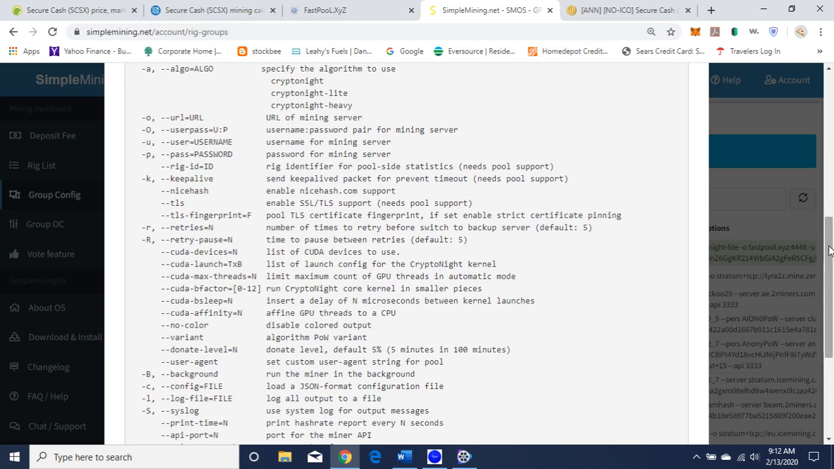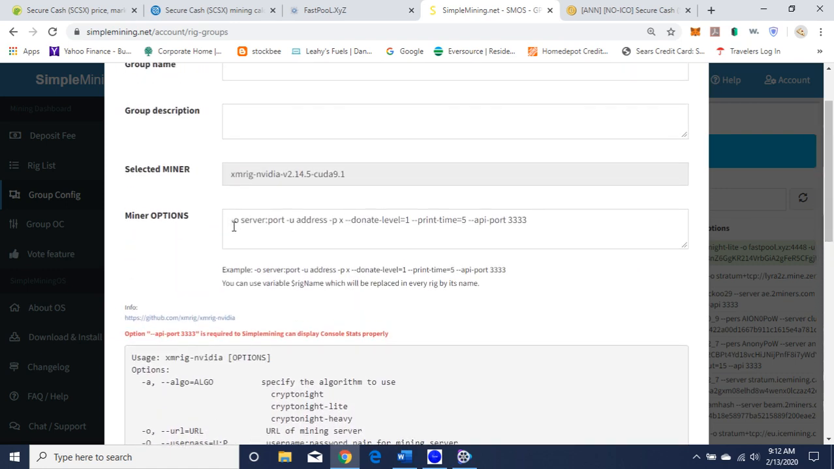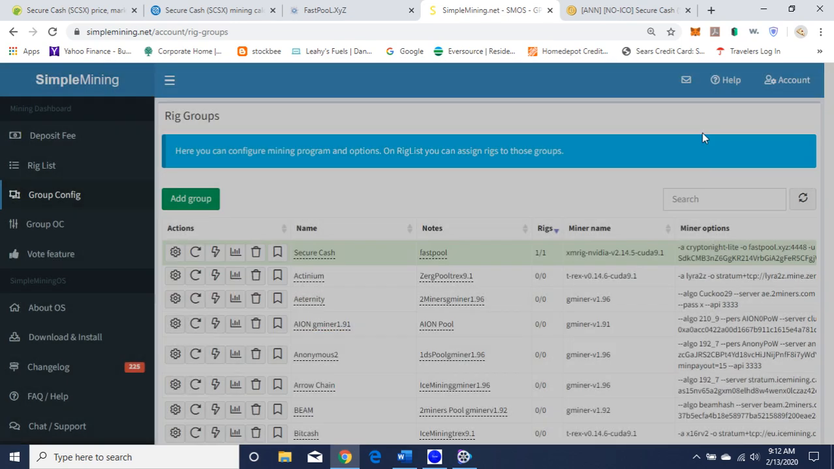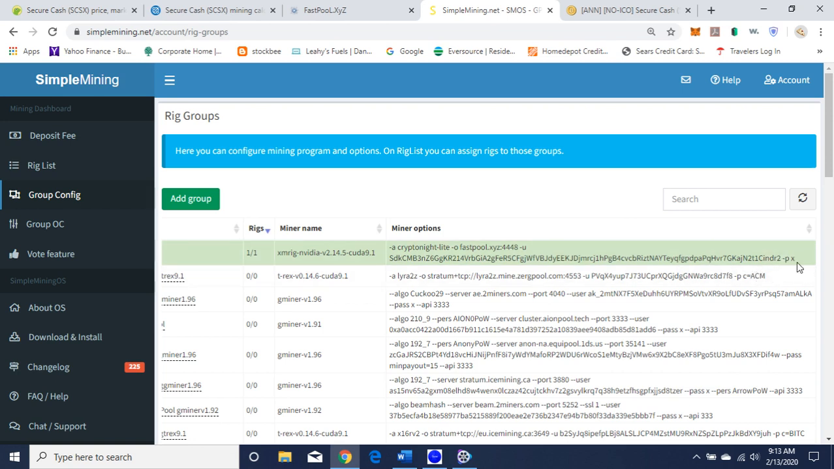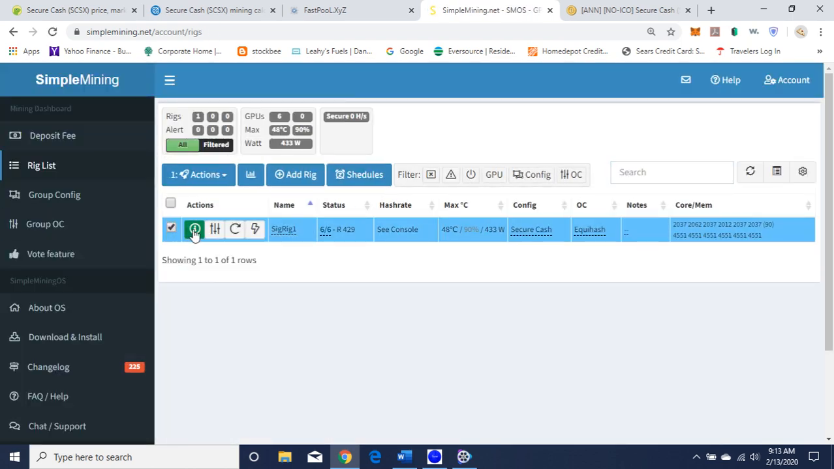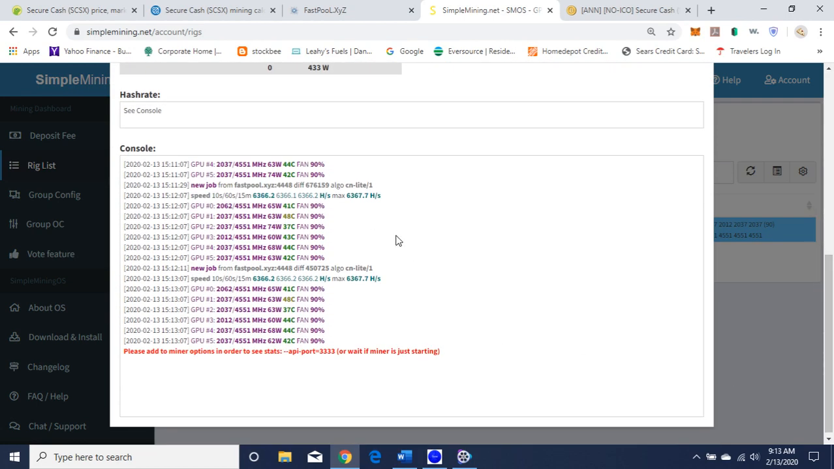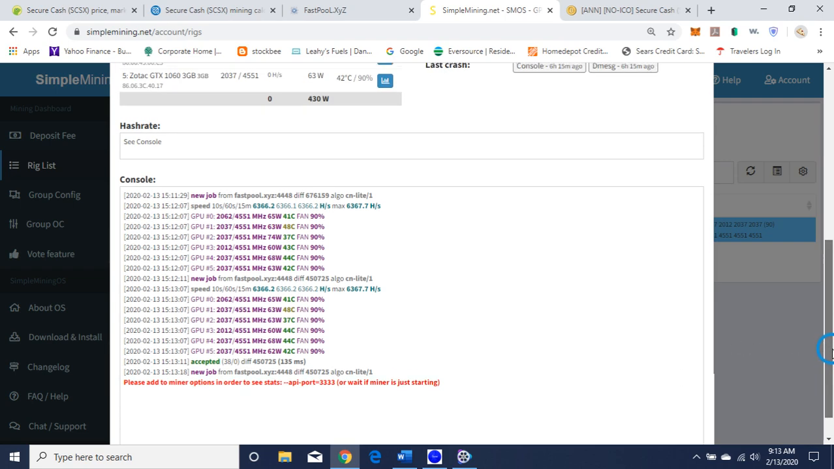Dash O is the URL of the mining server. Let's go back here. So you're going to put the command line I'm going to give you right here. So the algorithm, Cryptonight-Lite, Fastpool is the server. I'm using port 4448. Here's my wallet address. You're going to replace my wallet address with your wallet address, and password is simply X, dash P space X. So let's check it out. So as you can see, I'm getting shares. I'm successfully mining with that command line. I'm getting new jobs. Here's my shares, and here's a share that's accepted.